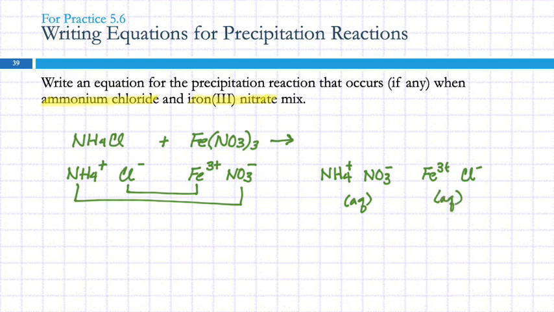So what does that mean? No reaction. And as if no reaction isn't short enough, oftentimes we'll just write NR for no reaction. So these compounds mixed, but they did not form a precipitate. So all they did was mix. And so that's our equation. Any questions?